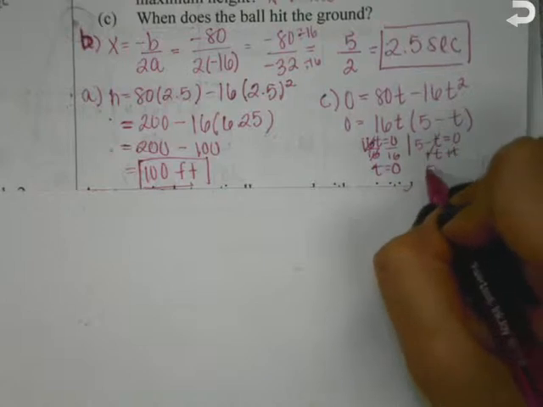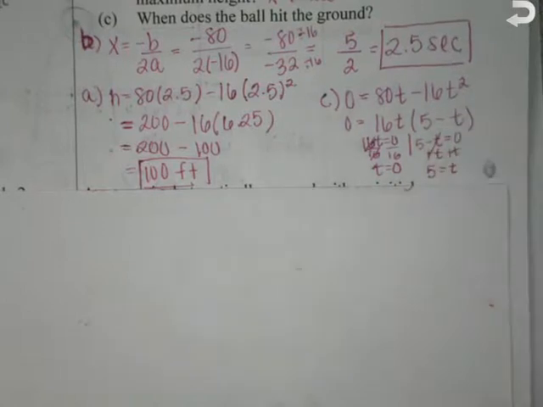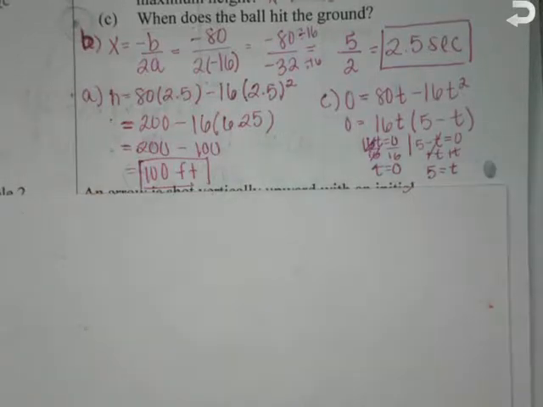Okay, one of my answers does not make sense. Which one? t equals 0. That means I haven't even thrown it yet. I'm looking for the time that it hits the ground. So it hits the ground at 5 seconds.